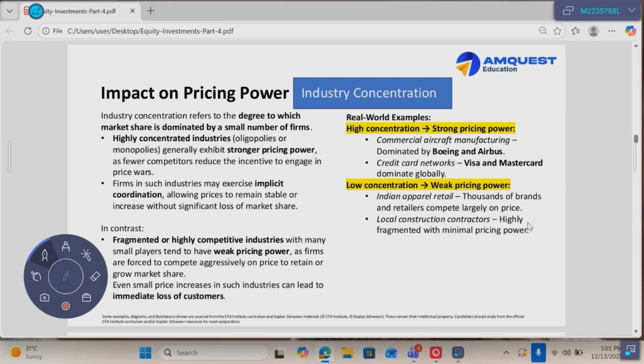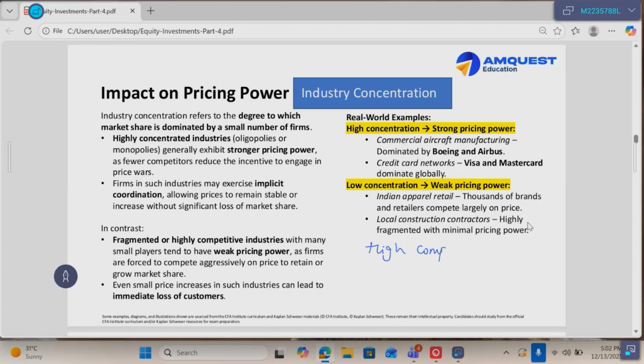Low concentration means weak pricing power. Example is India apparel retail. There are thousands of brands selling shirts, jeans, and any clothing. So retailers have to compete largely on the price. And then there are also local construction contractors. Because the competition is very high, they have minimum pricing power. So over here, you can make a note, high competition, low pricing power.